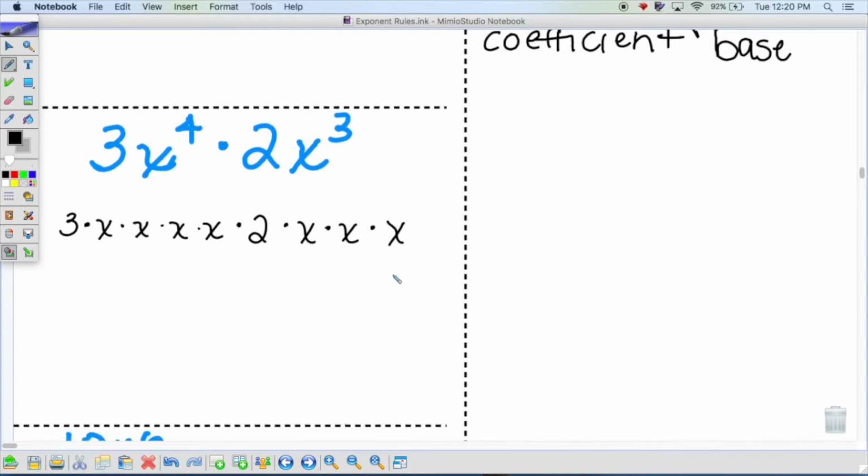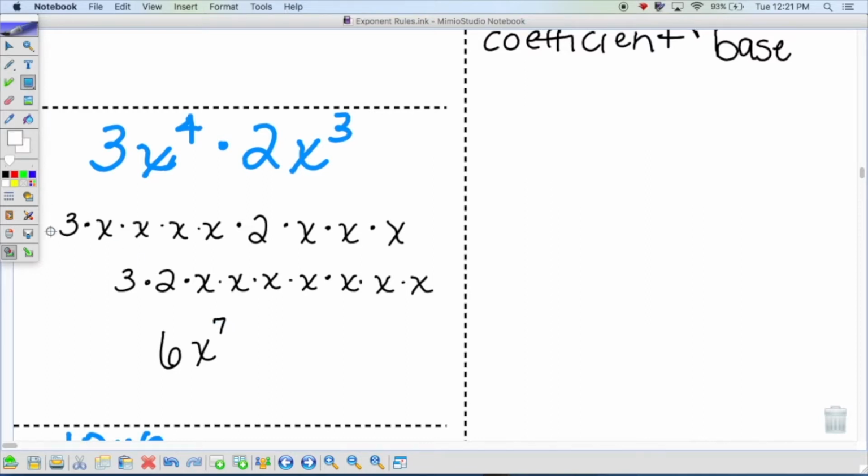Okay, so I've expanded it. All right, so let's see now what I need to do. I can rearrange the order that I multiply things. That's the commutative property. So I can multiply 3 times 2, and then I can multiply all the x's. So I've got these 4 x's and these 3 x's. Okay, that would be the long way of writing this expression. 3 times 2, of course, gives me 6, and instead of writing out this, I would say that x is being multiplied how many times? X is being multiplied 7 times.